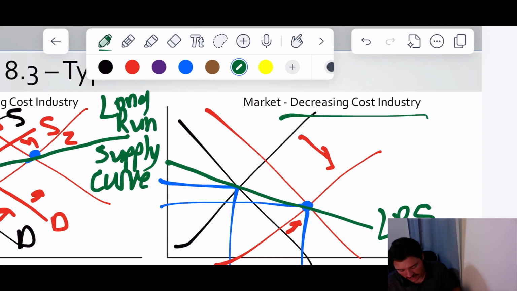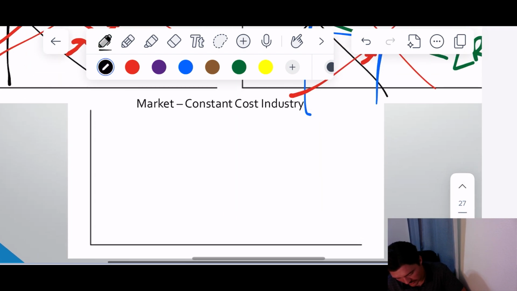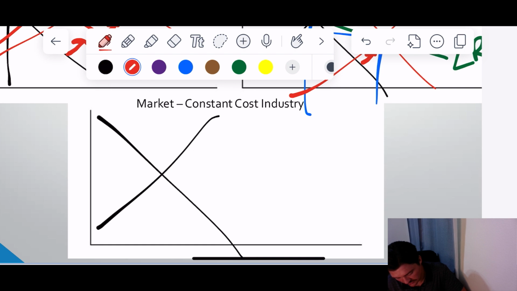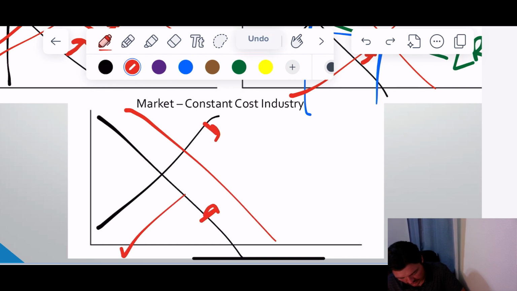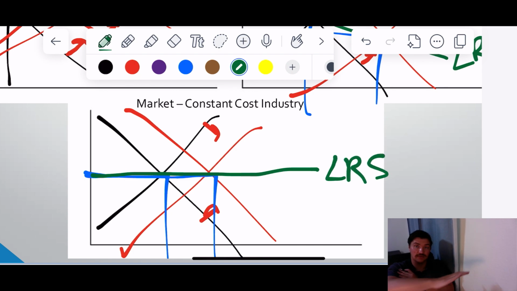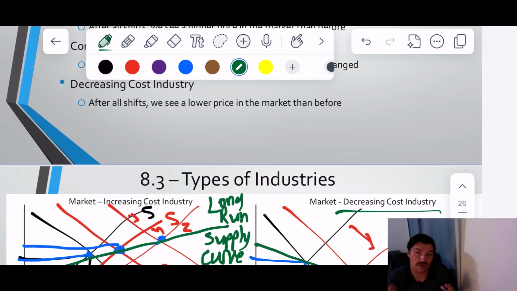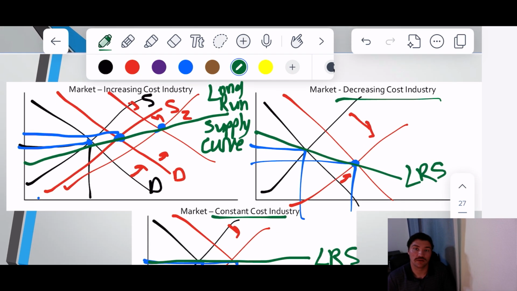The same thing is going to happen in terms of a constant cost, where we have this increase, increase, to where this was your before and this is your after. Again, if I were to connect all of those together and create my long run supply curve, you see how it's the same. So this is our constant cost industry. So these are your three examples for the type of industry you have in response to the long run supply.